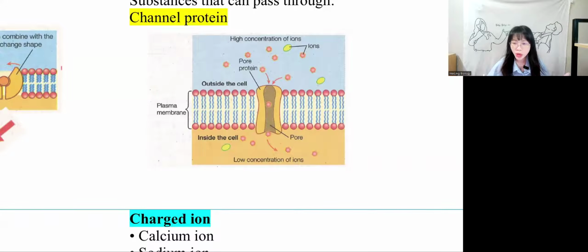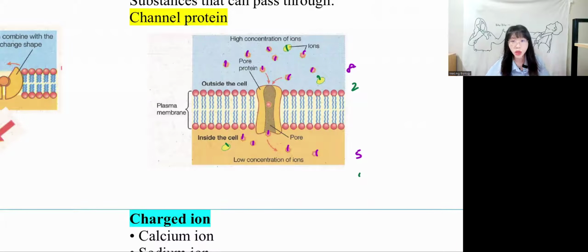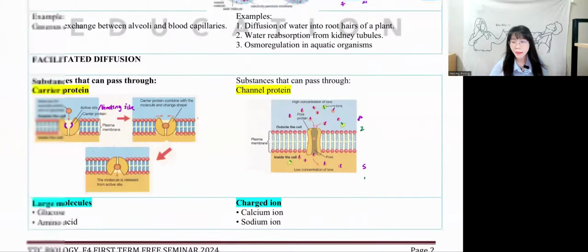Again, how do I know which one here is higher to lower? We can count the number of ions. The one in red color: 1, 2, 3, 4, 5, 6, 7, 8. We have 8 over here. At the bottom, 1, 2, 3, 4, 5. 5 in total, right? So since it's more to less, it has to be in this direction. Can you see the arrow is moving in this direction? It's more to less. If you count the one in yellow color, it's the same: 2, 1. Everything here is more to less because it's higher to lower concentration gradient. This is what we call passive transport.